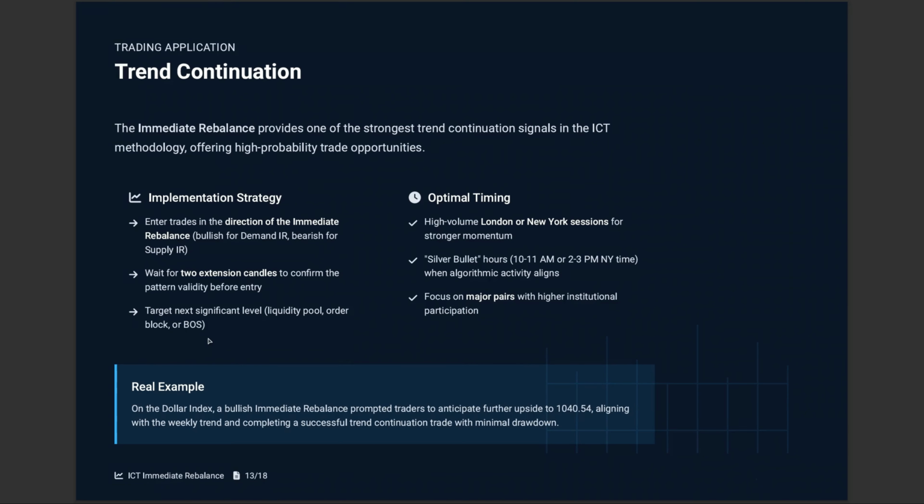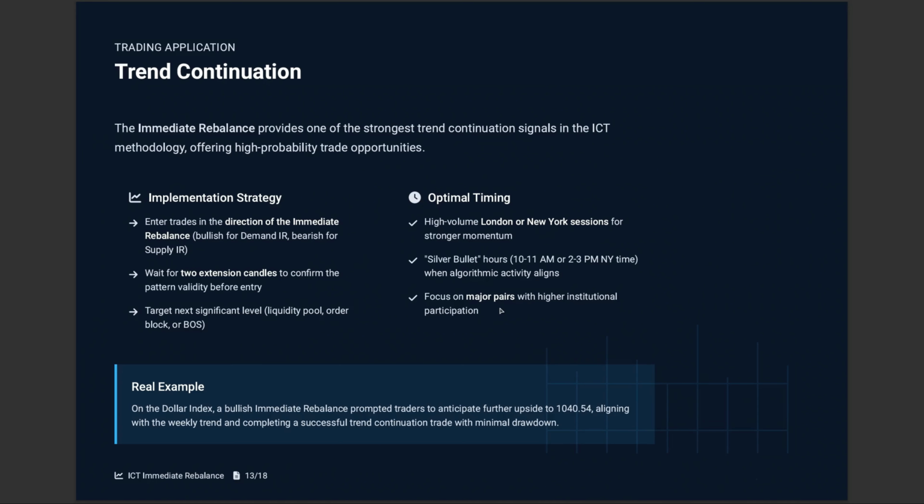a future breakup structure. Next is the optimal timing. High volume London or New York sessions for stronger momentum. Have silver bullet hours, which would be 10 to 11 a.m. or 2 to 3 p.m. New York time, when algorithmic activity aligns. And lastly, focus on major pairs with higher institutional participation.